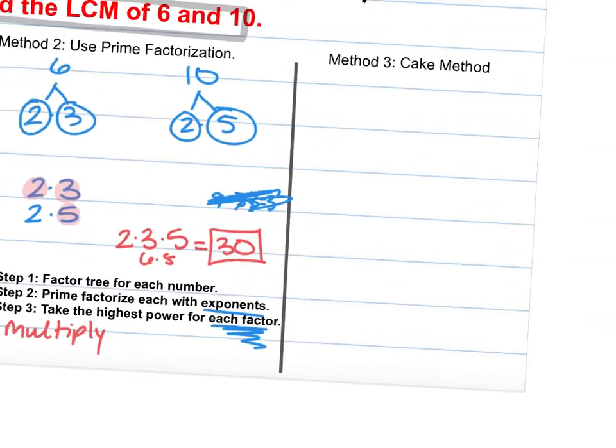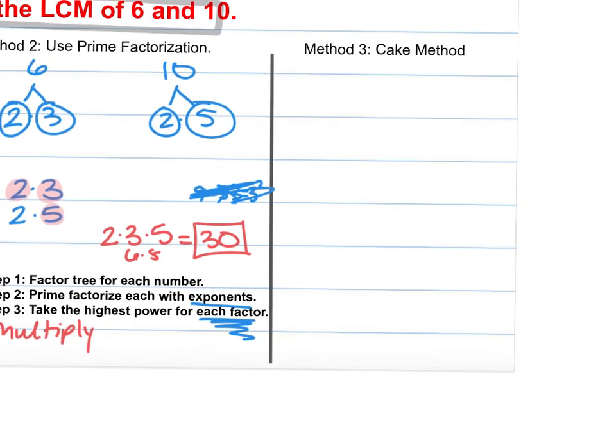So now trying our third method, our nice clean method, the cake method. That's when we divide by common shared prime factors. 6 and 10 are both even, so I'm going to divide by 2. 6 divided by 2 is 3. 10 divided by 2 is 5. So we could tell right now, yes, this is my greatest common factor, but we're not looking for that. We're looking for our least common multiple.